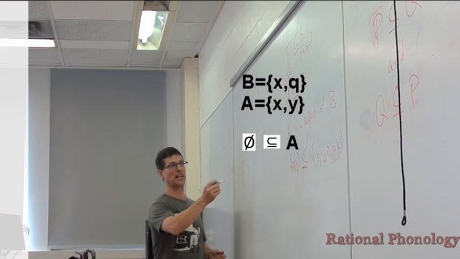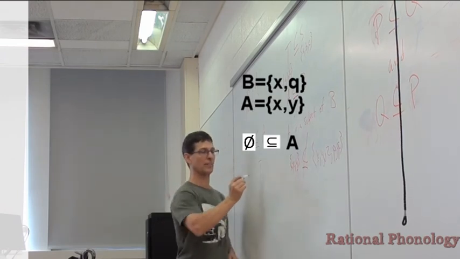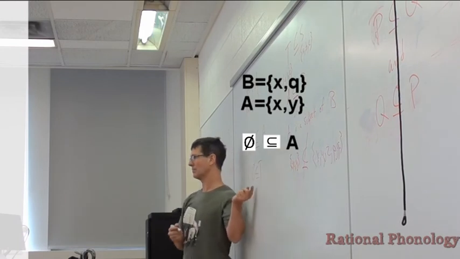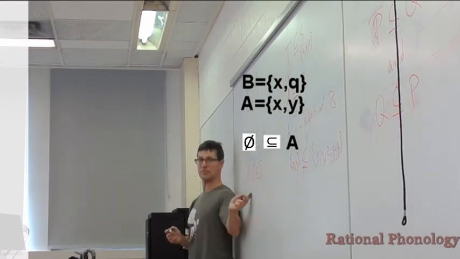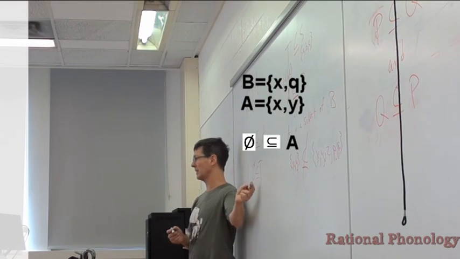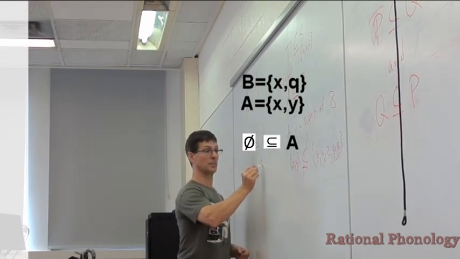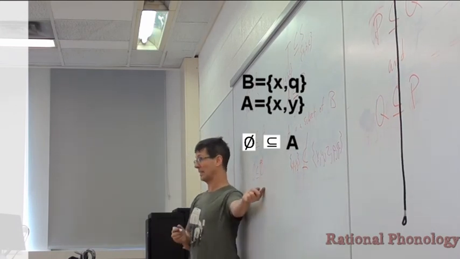All right, so it turns out for any set T, the empty set is a subset of T. Okay? The empty set is a subset of every set. Even if T is equal to the empty set itself. Right? Because every set is a subset of itself.